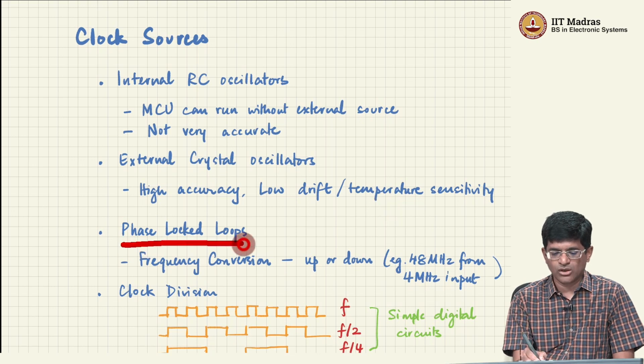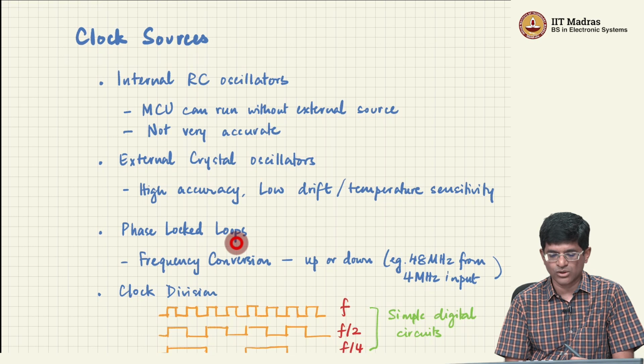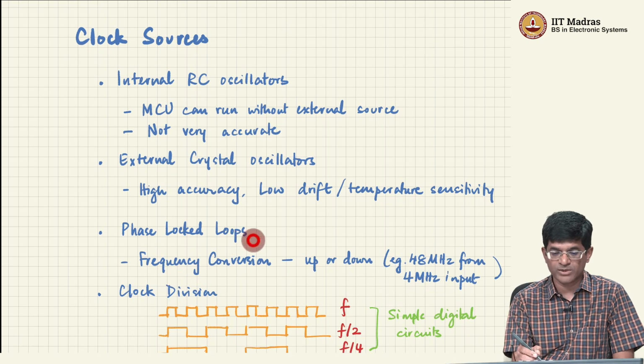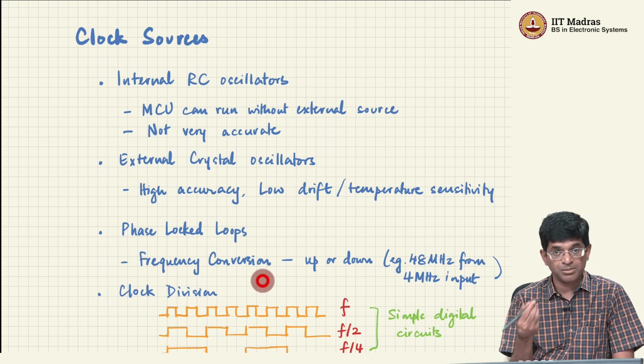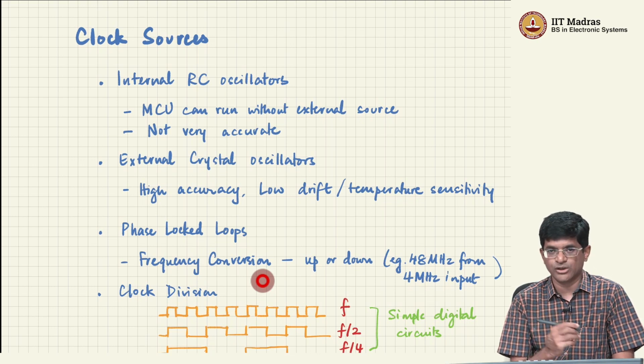One method is something called phase locked loops, which is a specific kind of circuit, where the details of how it works are out of scope of this course, but what phase locked loops, or PLLs as they are called, can do is frequency conversion. They can up as well as down convert. Primarily they are used for up conversion. Down conversion is actually easy. I'll get to that in a moment.